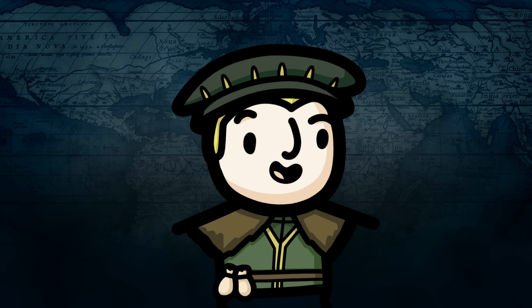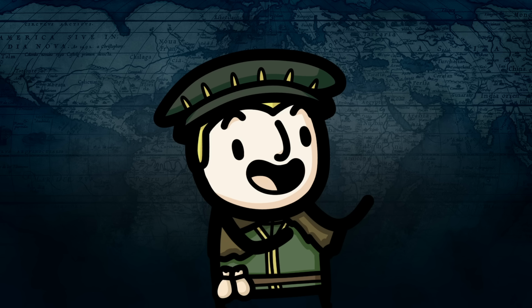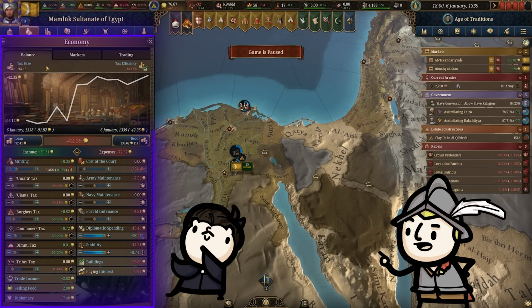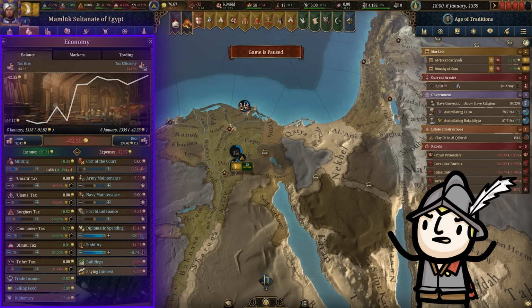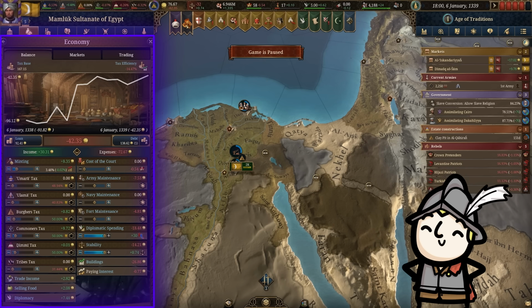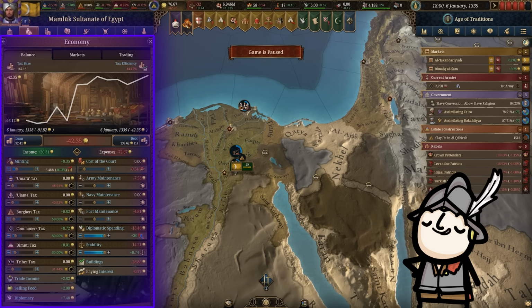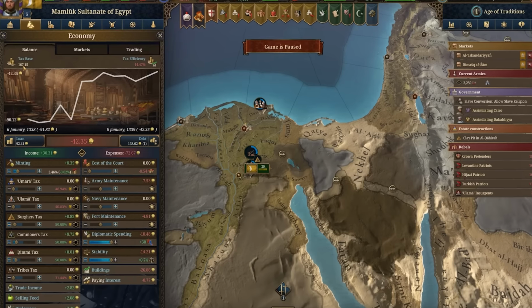Today we're going to start off by loading into the Mamluk Sultanate of Egypt and heading over to our economy panel. This should default to your balance tab. All your economic efforts, from the smallest peasant farm to the largest transcontinental trade routes, aggregate into just a few line items on the balance sheet. We're going to start here with the tax base, which can be found in the upper left-hand corner.